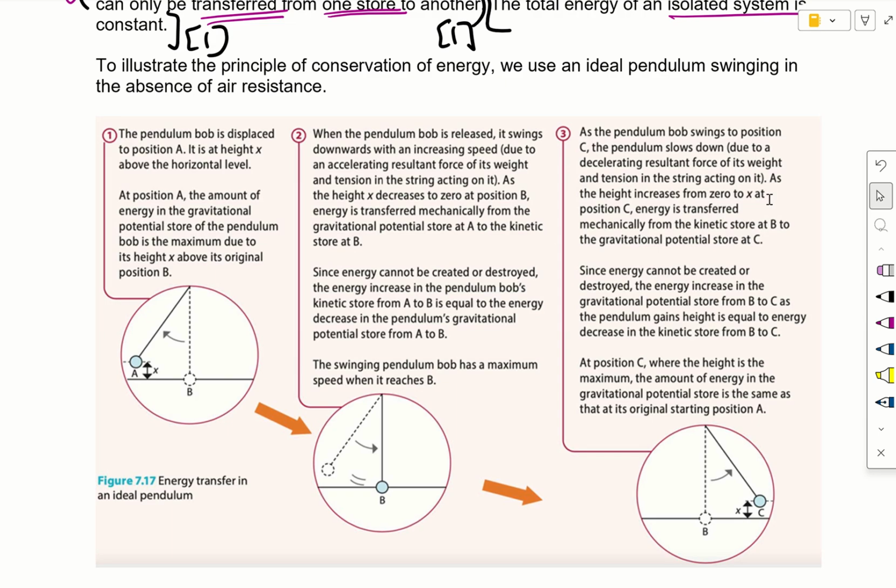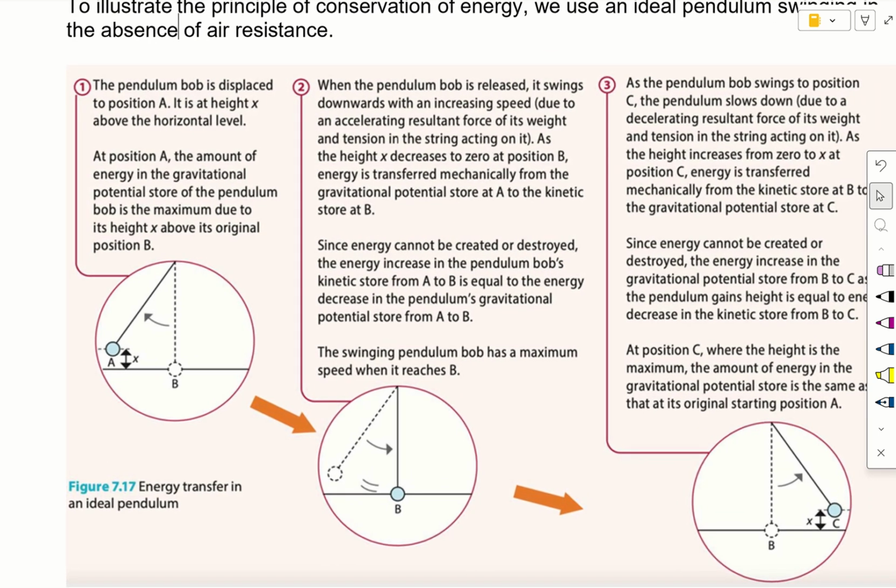So how do we start off? The pendulum bob is displaced to position A, so we bring it up to a height. At this position, it will have energy in the gravitational potential store. It is at height x above the horizontal level. The horizontal level is where, at B, the pendulum stays stationary.